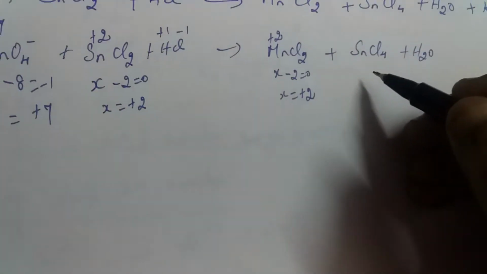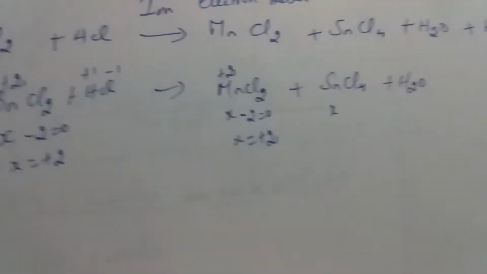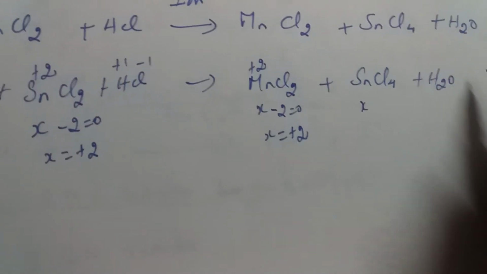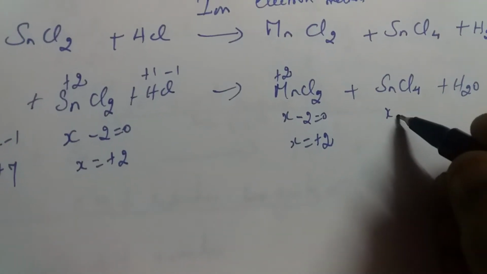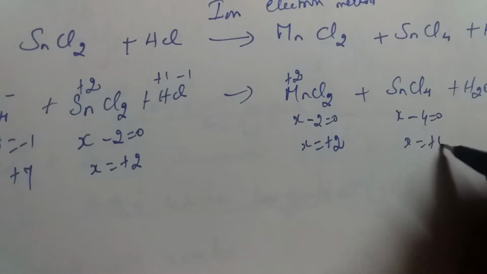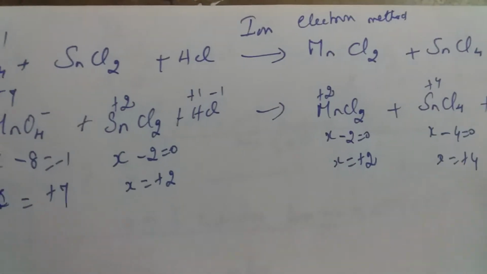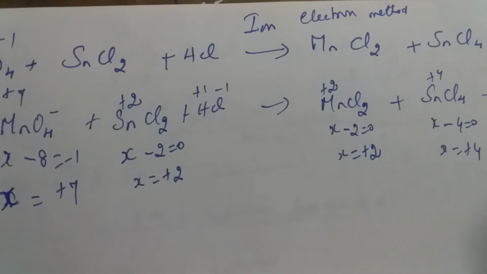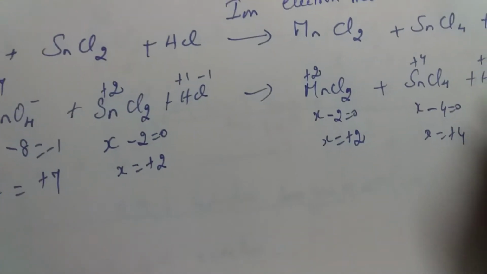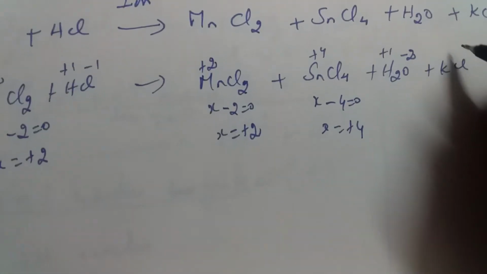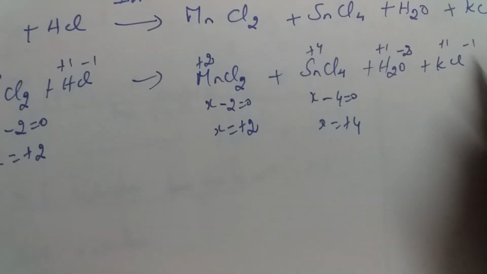Next one, tin. Here we don't know the oxidation state of tin, therefore you have to mark it as X. Then we have to find it. What is the oxidation number for chlorine? Each chlorine is -1, and 4 chlorines are present, therefore -4, that is equal to 0. Therefore X equals +4. Here the oxidation state of tin is +4. Here hydrogen +1 and oxygen -2, and for KCl, +1 for potassium, -1 for chlorine.